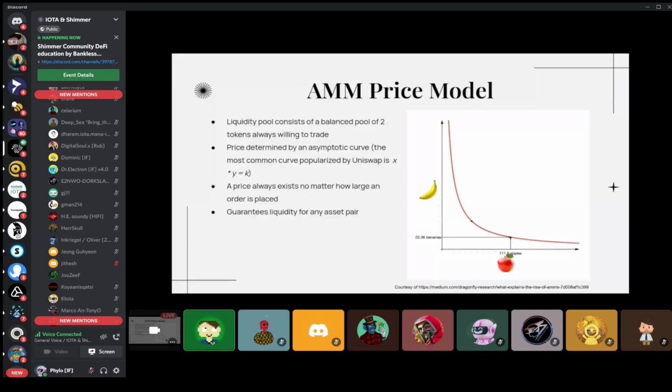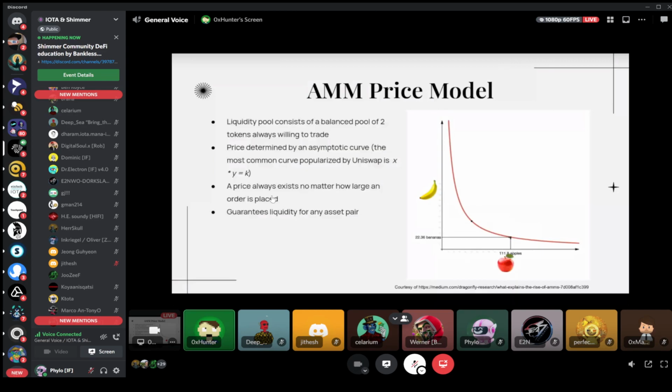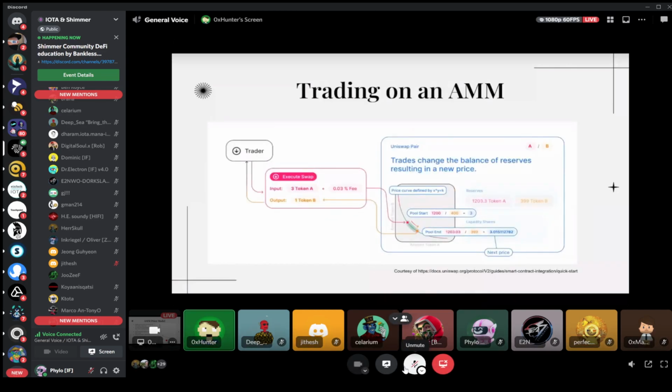Well, in this model, I guess technically they're buying bananas. Sorry, I got that backwards. But yeah, the price of bananas would actually go up because they're buying bananas for 61.8 apples, as you can see. But yeah, I'll get into liquidity. My next slide after this overview is actually liquidity positions and how they work.